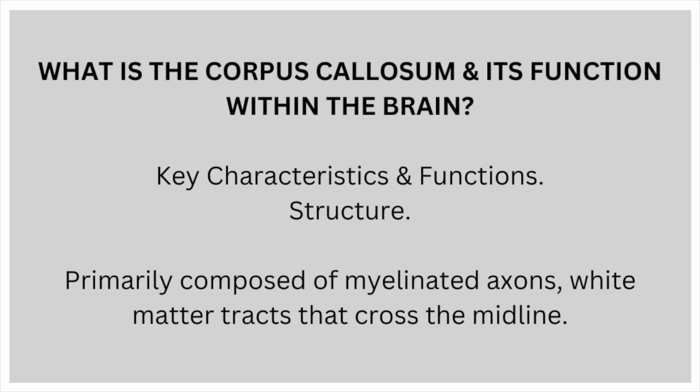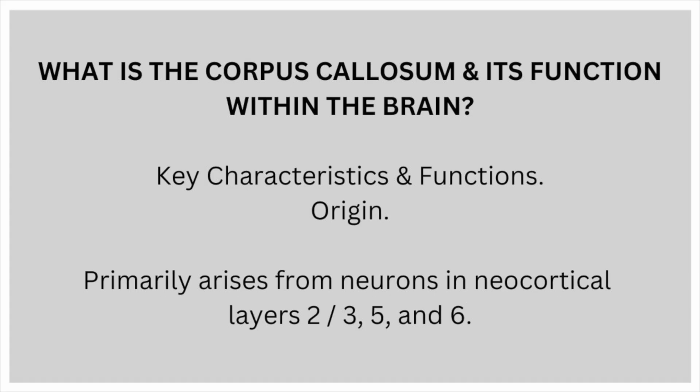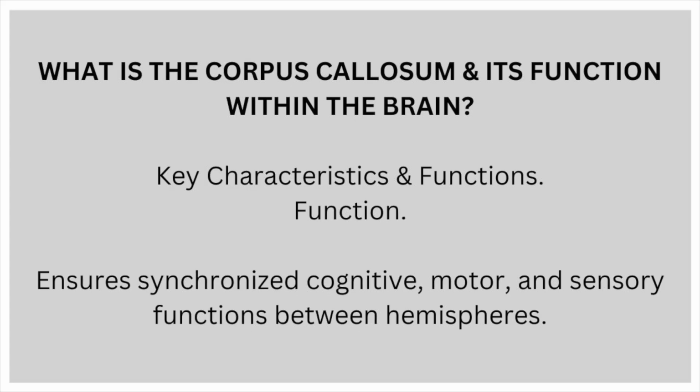Key characteristics and functions. We'll start with structure. Primarily composed of myelinated axons, white matter tracts that cross the midline. Origin primarily arises from neurons in the neocortical layers 2, 3, 5 and 6. Function ensures synchronised cognitive, motor and sensory functions between hemispheres.